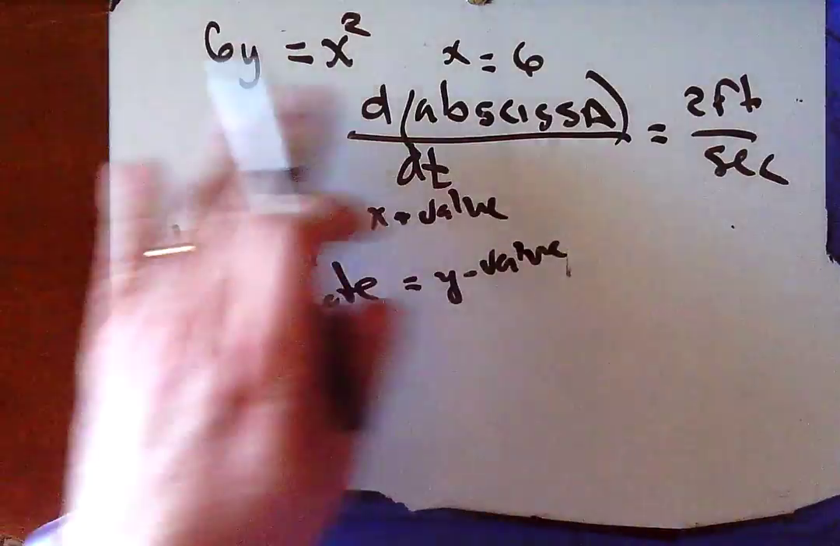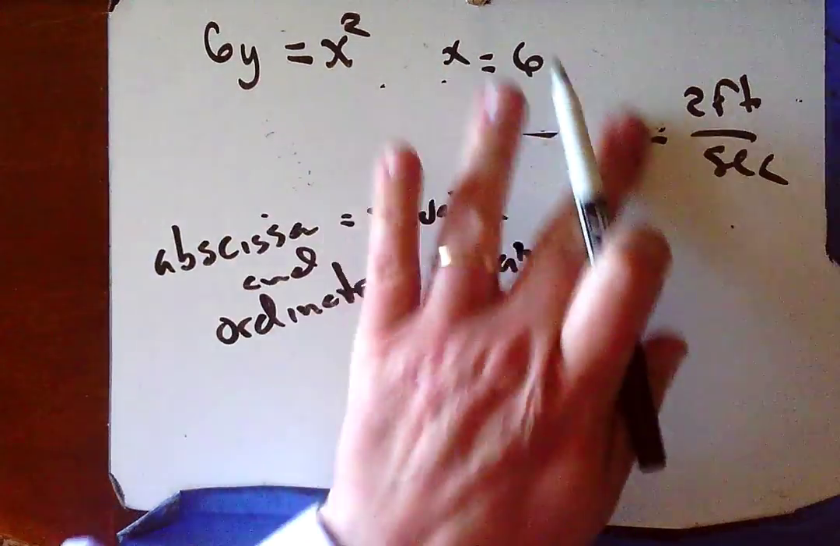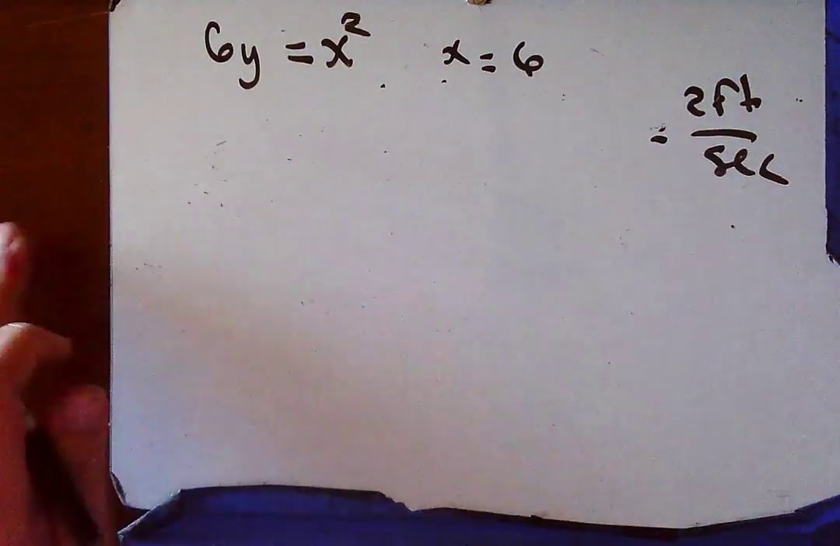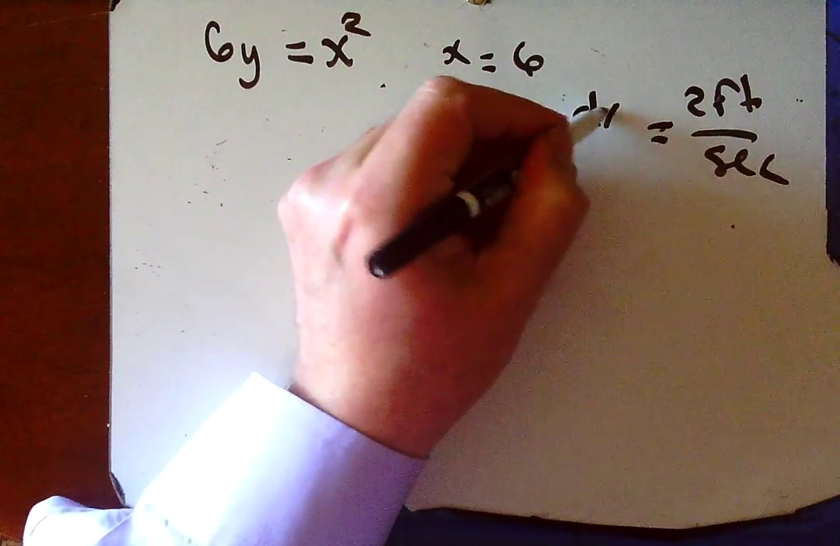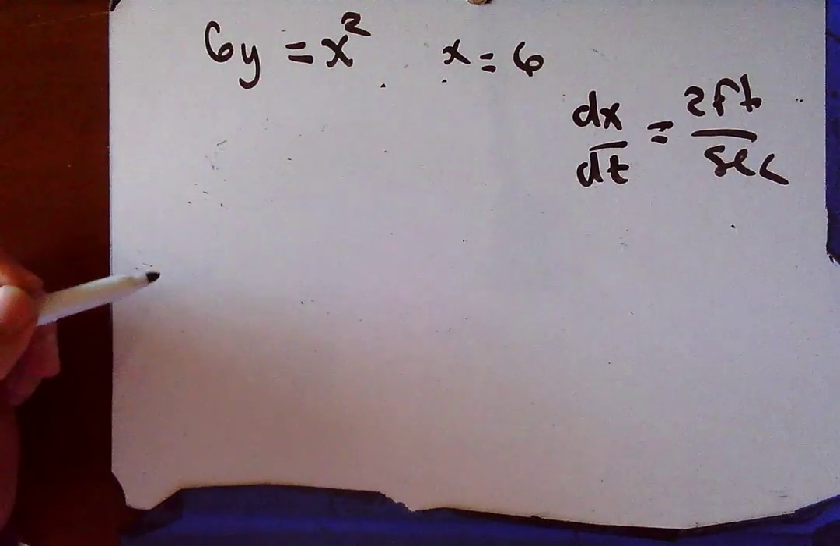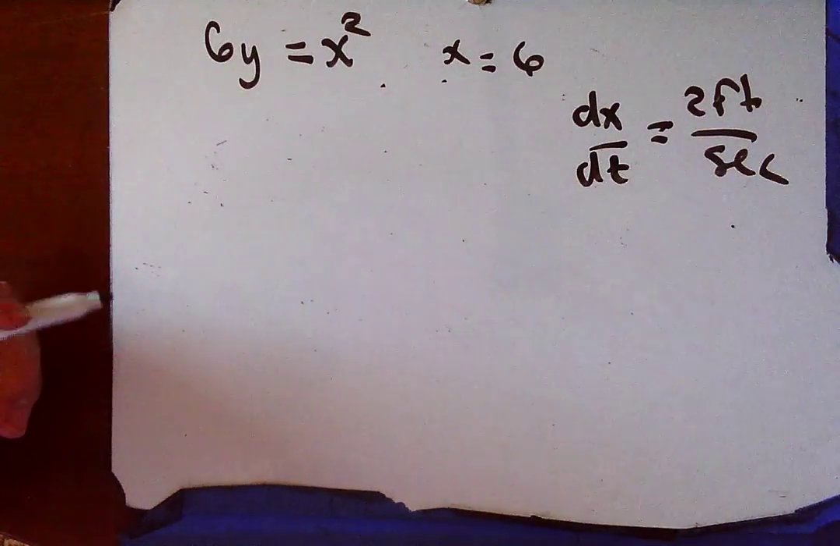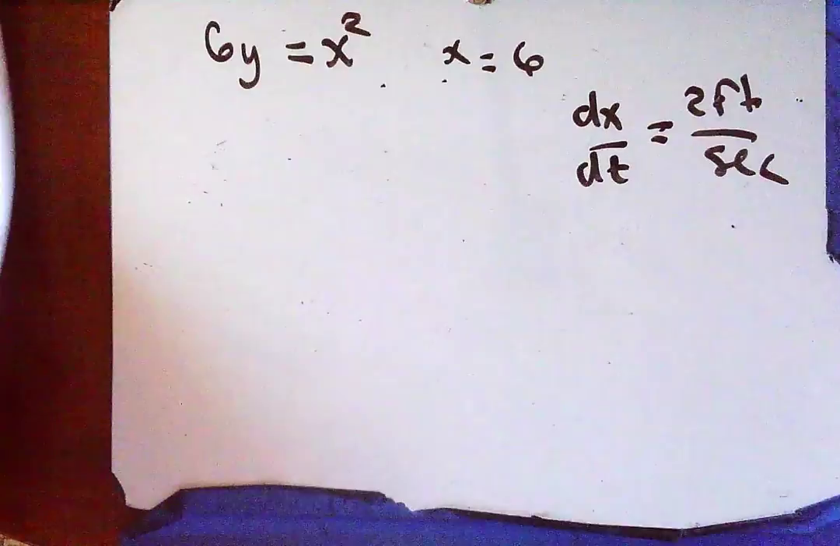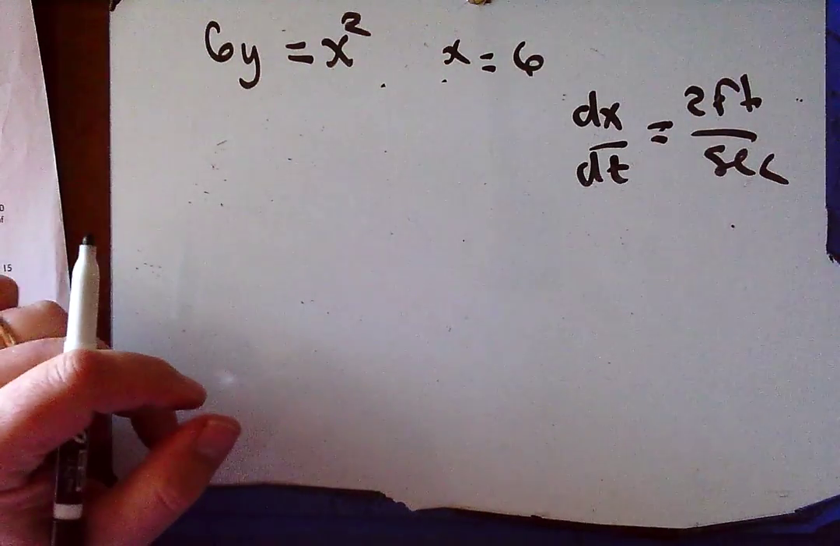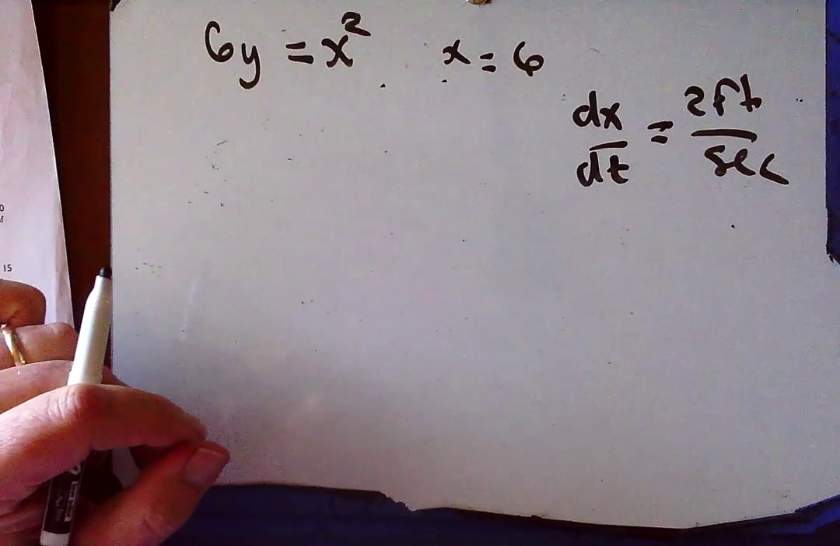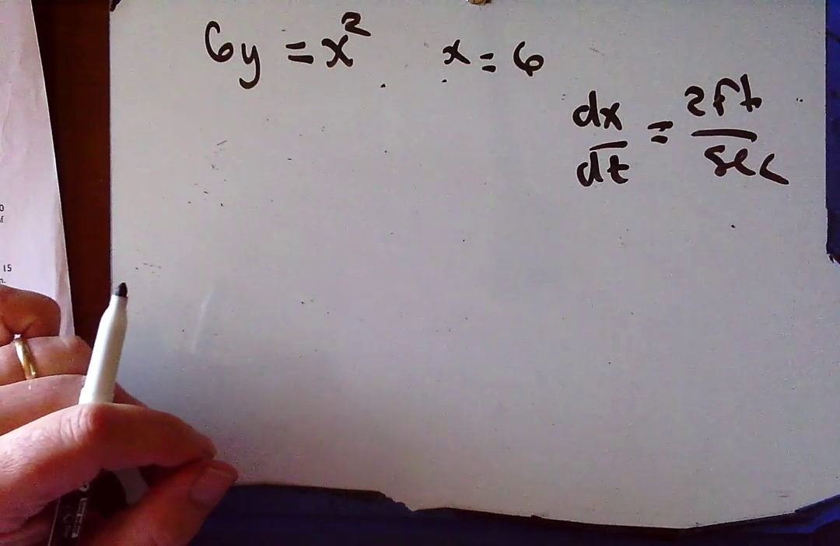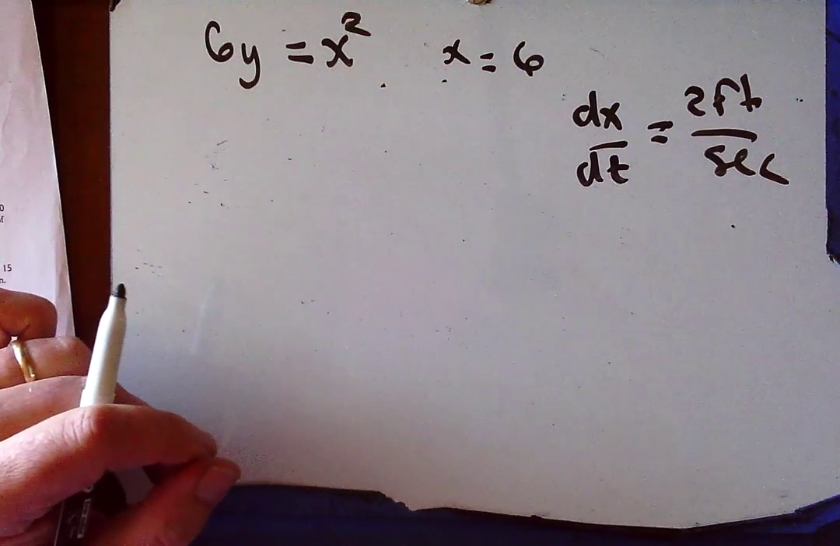And so here, instead of writing something ridiculous like abscissa, I'm going to say that dx/dt is 2. Okay, that's what we're meant to understand there with the abscissa changing at a rate of 2 feet per second. Okay, what is the rate? At what rate is the ordinate increasing?